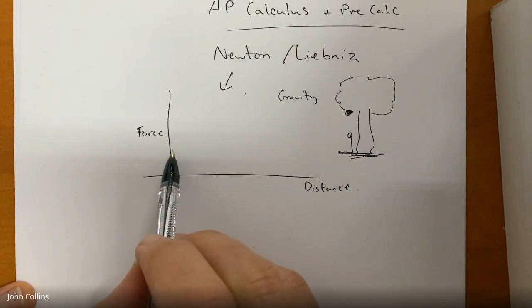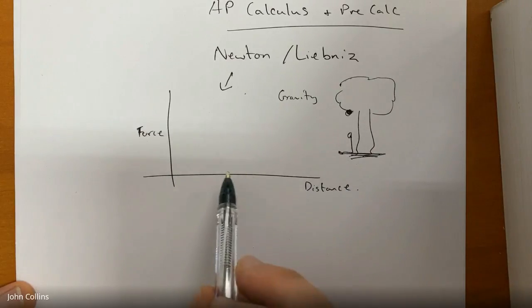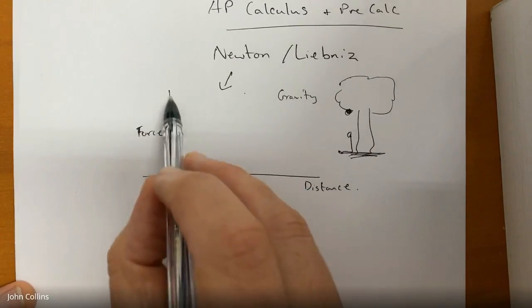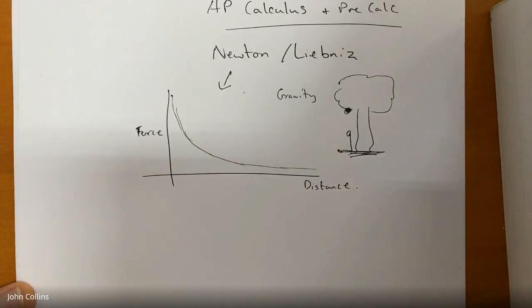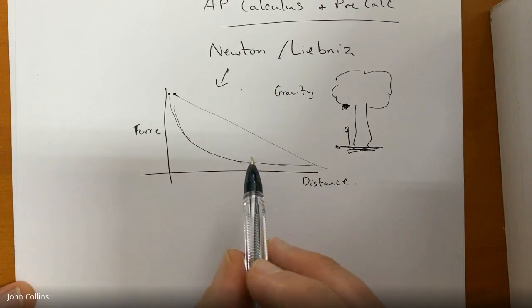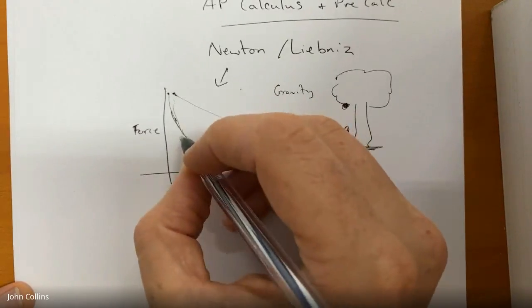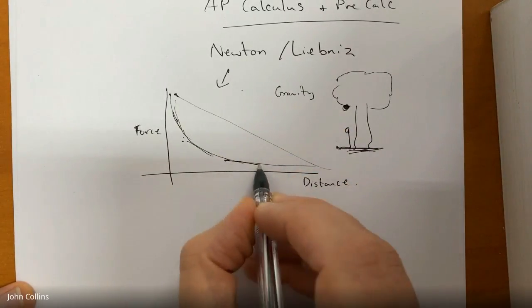So the closer the apple is to the ground, the more gravity works on it. But if the apple is quite far away, the less gravity would work. So it's kind of like a graph like this, I think. What he thought about was how gravity changes over distance, and what he noticed was that it's different everywhere we look. It's not a constant slope here. It's different everywhere you look. So you could start to form straight lines here at a certain point.